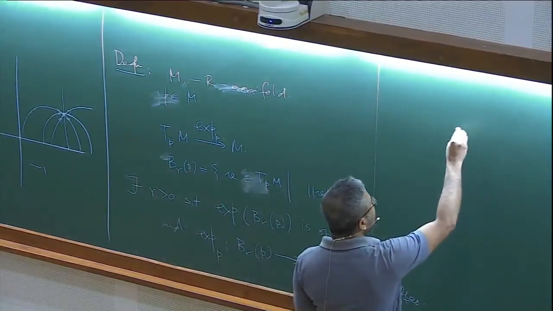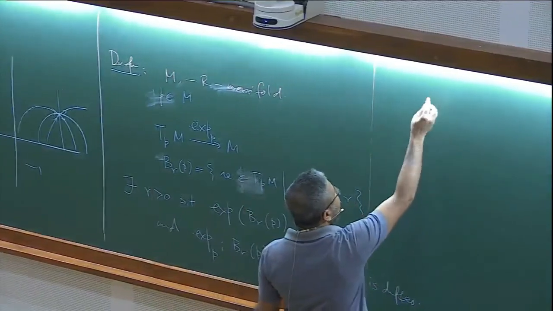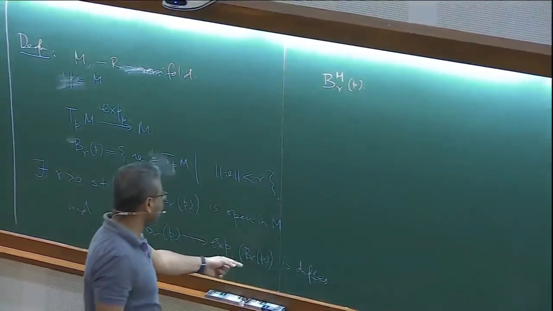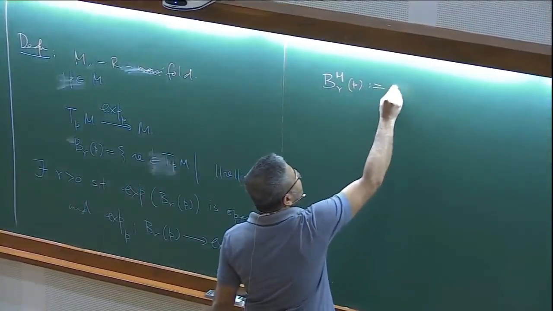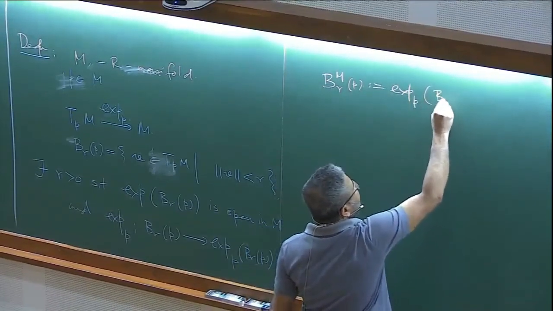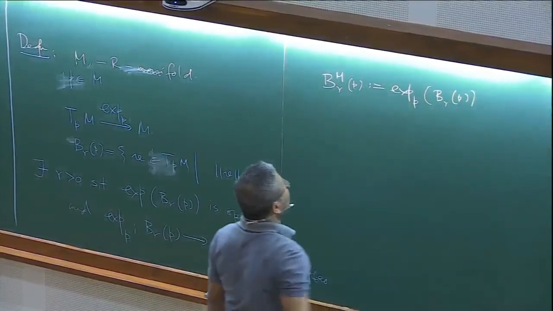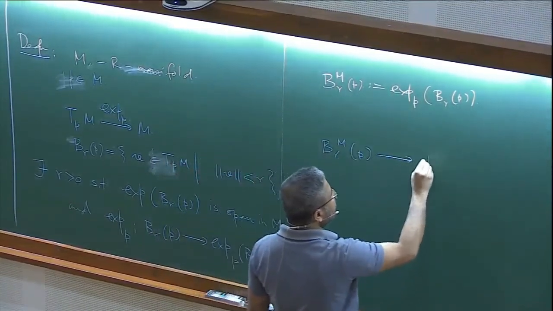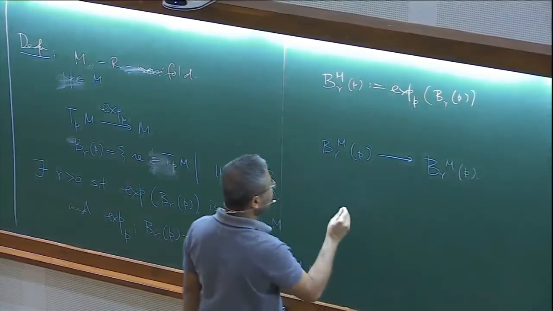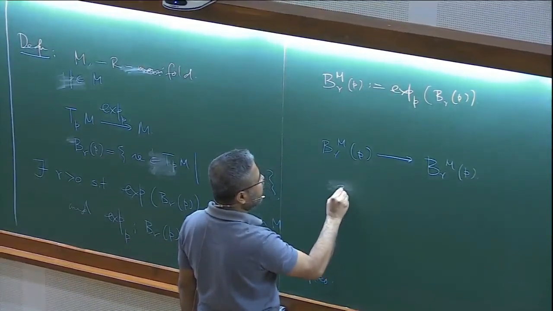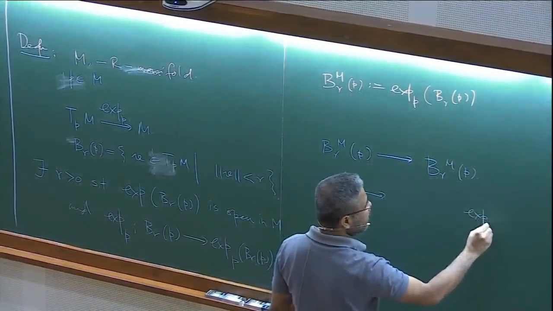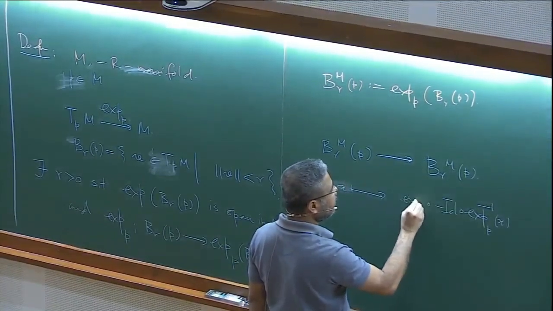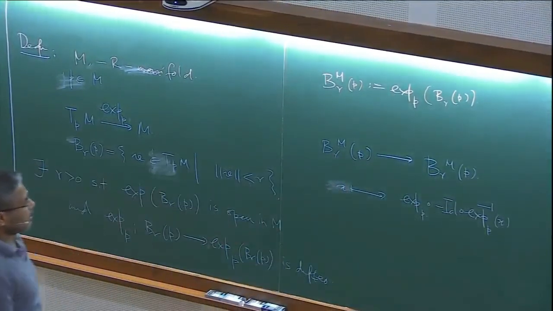So I consider this ball, and let's call it B^M_R(P), just to emphasize that I'm talking about a ball inside M. I have a map from B^M_R(P) to B^M_R(P), which is given by x going to exponential inverse, then I consider minus identity on the tangent space, and I go back here. So this is the geodesic symmetry.